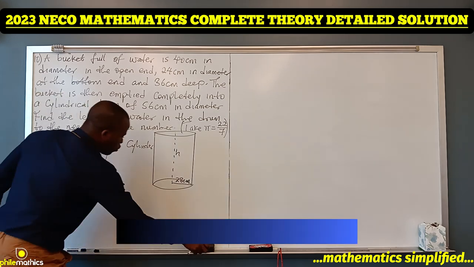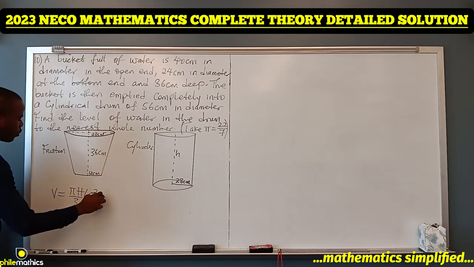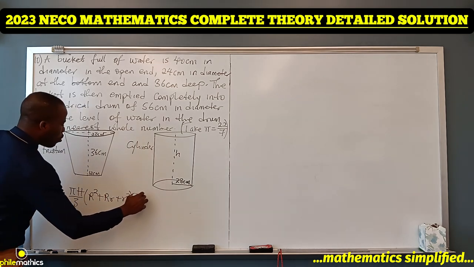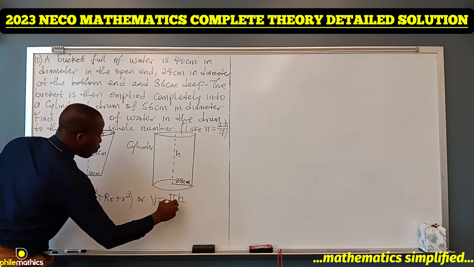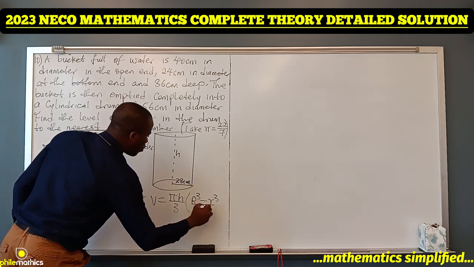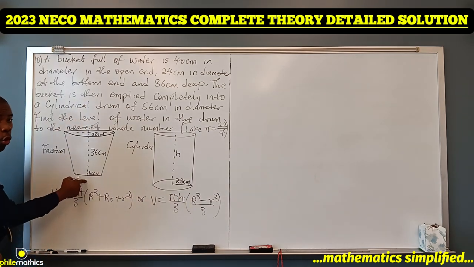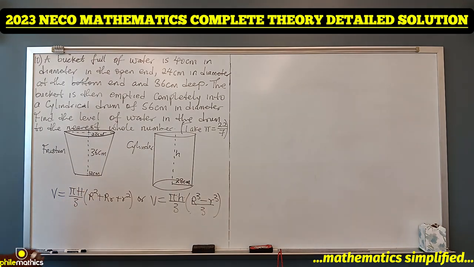We have two different formulas for it. So the two formulas are that volume is pi h over 3 times r square for the big radius, plus r times small r, plus r square for the small radius, or volume is pi small h over 3 times R cube minus r cube over 3, where this h is the height of the smaller cone, whereas this h is the height of this frustum. So let's use this formula to make it easier for us.